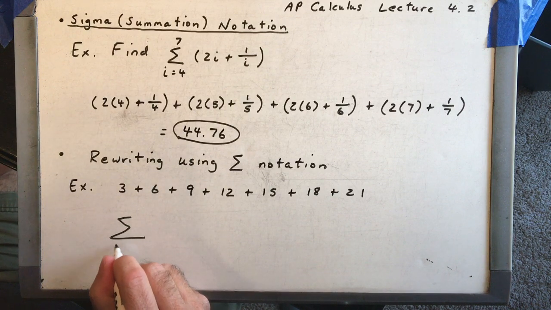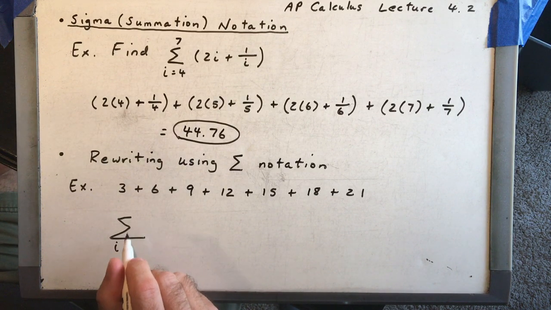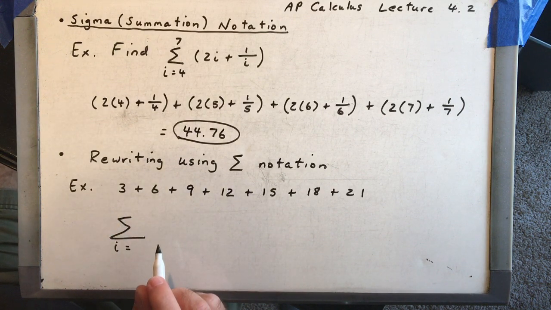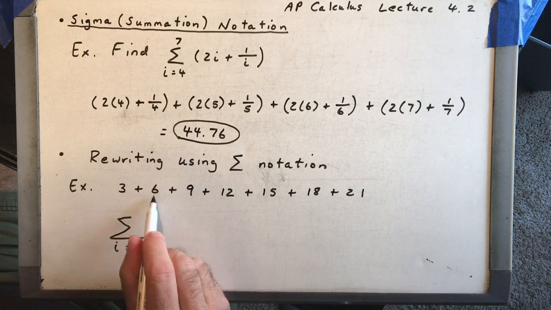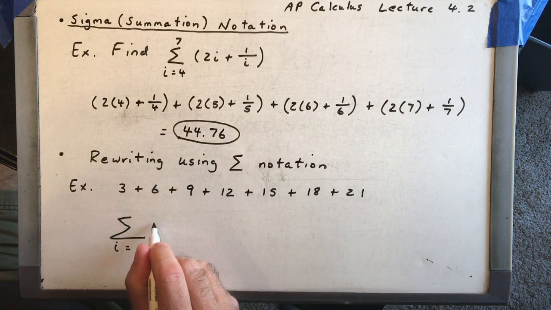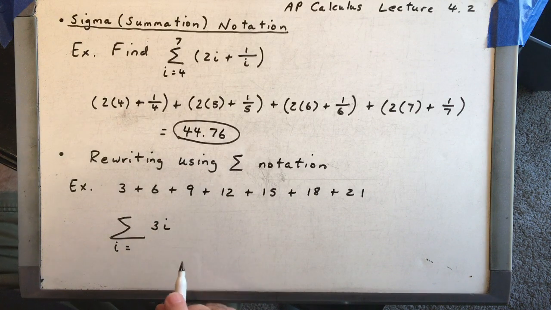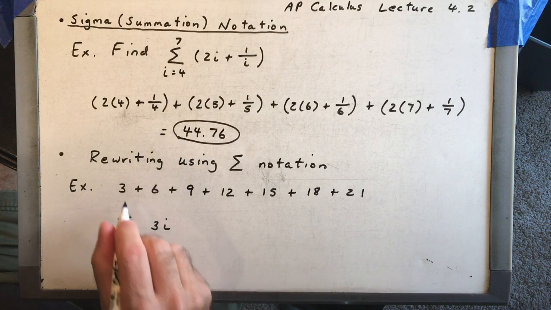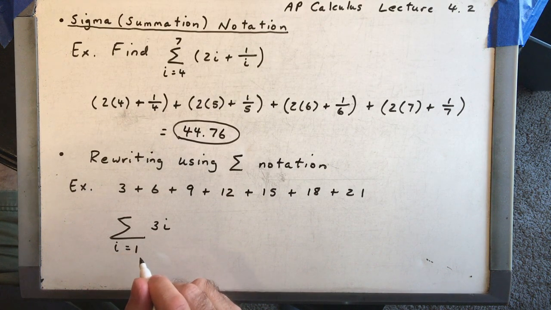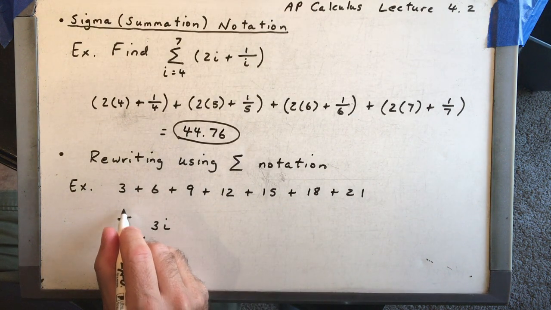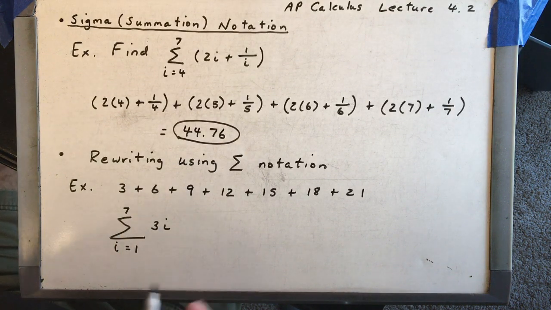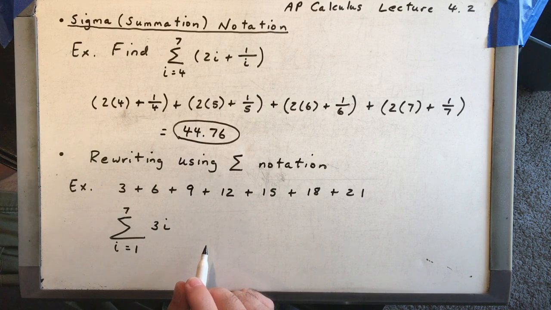Okay, so we need i is equal to something to something. Well, it looks like we're increasing by 3 each time, right? So I think we're going to need a 3i. And our first number needs to be 3, so i is 1. Our last number is 21, so our last one's going to be 7. So it'd be i from 1 to 7 of 3i. Who cares how you say it? All right, so that is that one.